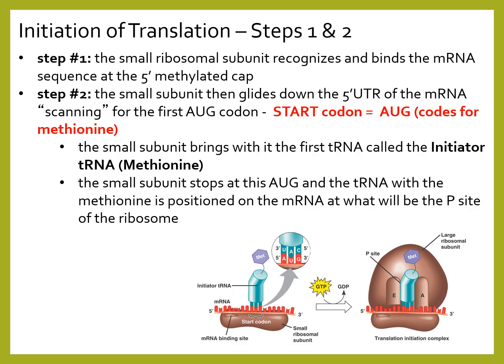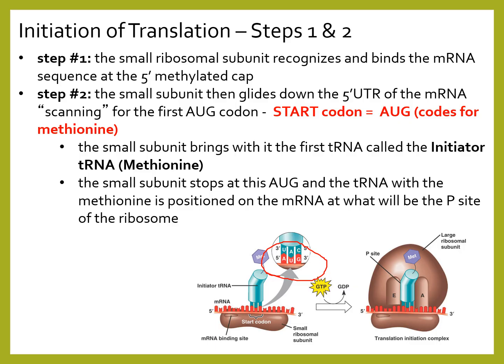The small ribosomal subunit is then going to glide down the mRNA. It's going to move through the 5' UTR towards the 3' end, and it is looking for a particular RNA sequence. It is looking for the very first AUG it can find. That very first AUG in the mRNA sequence is called the start codon, and it codes for an amino acid called methionine.